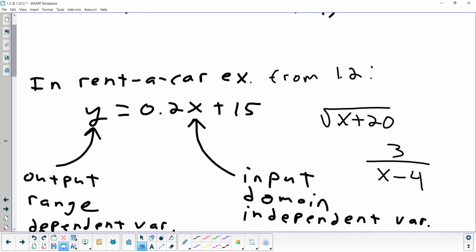All right? So these are the two types of things we have to be careful for. When we have a square root, make sure that we never use a negative. We never take the square root of a negative. And when you have a fraction, do not divide by 0. All right, so domain is what you can plug into a formula. Range is the answers that you get out.